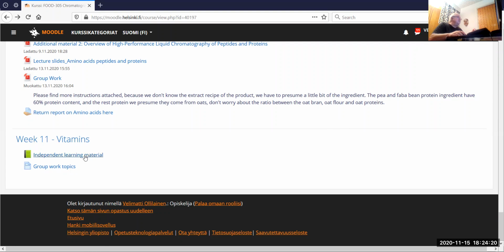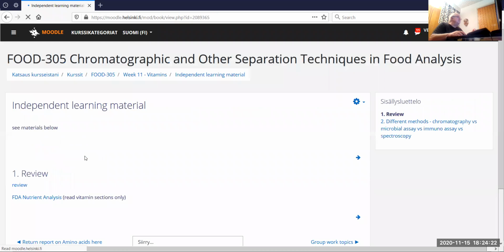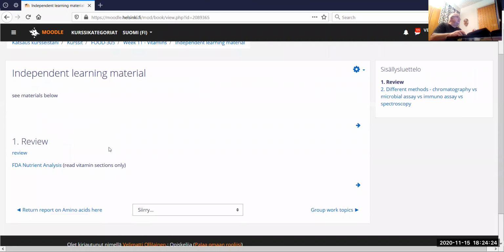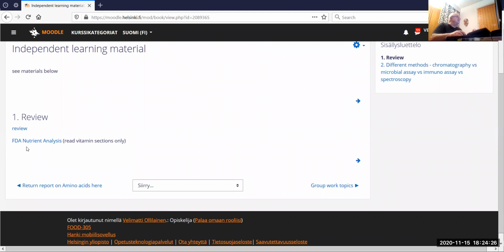So I give you this material already. There's a few reviews about this vitamin analysis and also the FDA, Food and Drug Administration report on nutrient analysis. So read that paper only for those chapters or pages when it is dealing with the vitamin analysis.